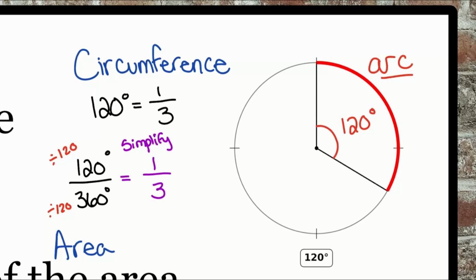So that's how we get there. That's how we get to the conclusion that if they say, hey, find the length of this arc, well, all you're going to have to do is find the circumference. And since this is 120 degrees, all you got to do is divide by 3.